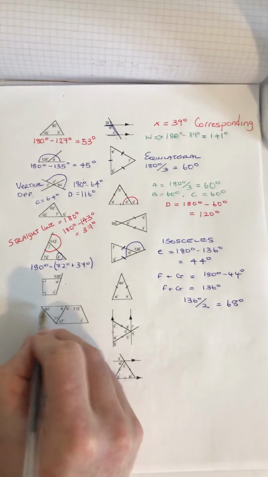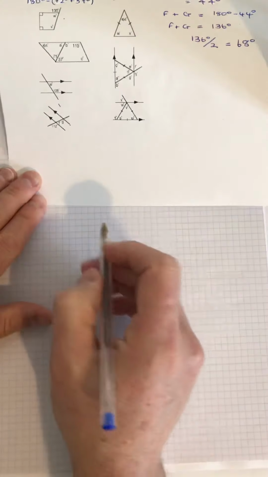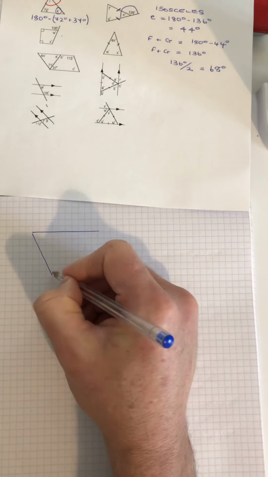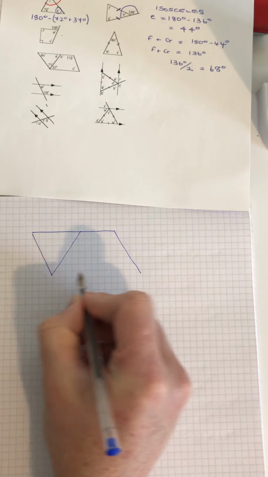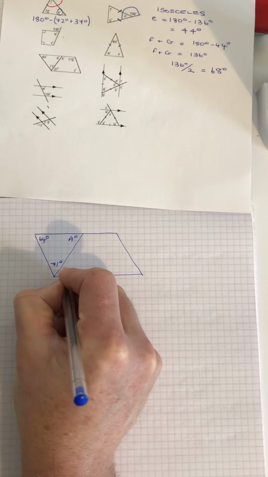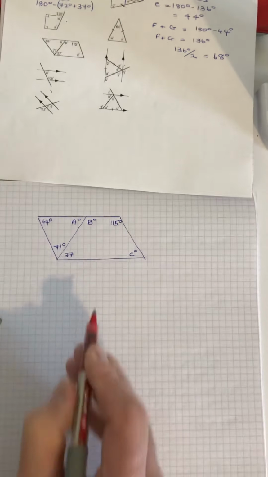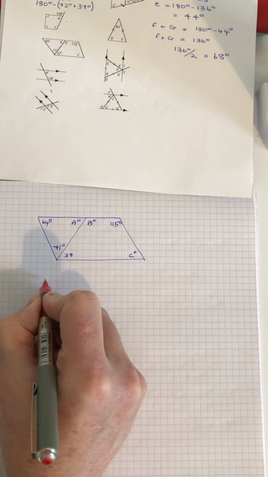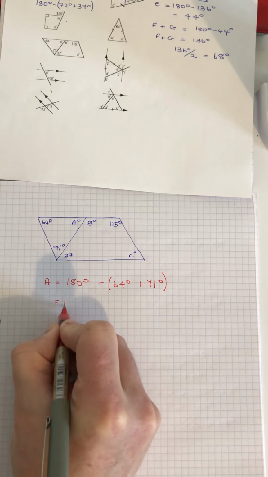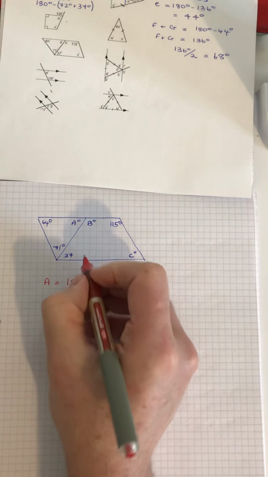Now, this is a quadrilateral and triangle, split it up whatever way you like. I'm going to draw this one out for you. So you have something like 64, A, 71, 37, 115, and C. The first one we can find here: the three angles add up to 180, so A is equal to 180 minus the 64 plus the 71, which is 180 minus 135, which is equal to 45 degrees. So A is 45.